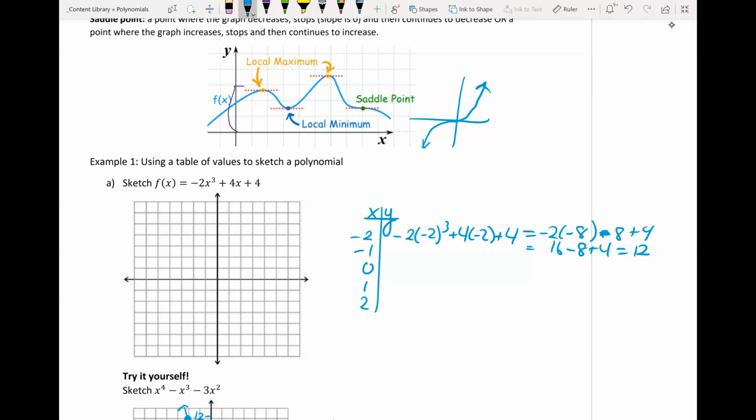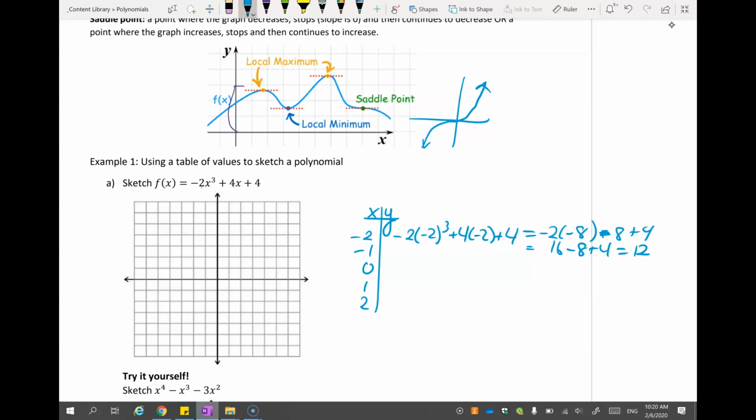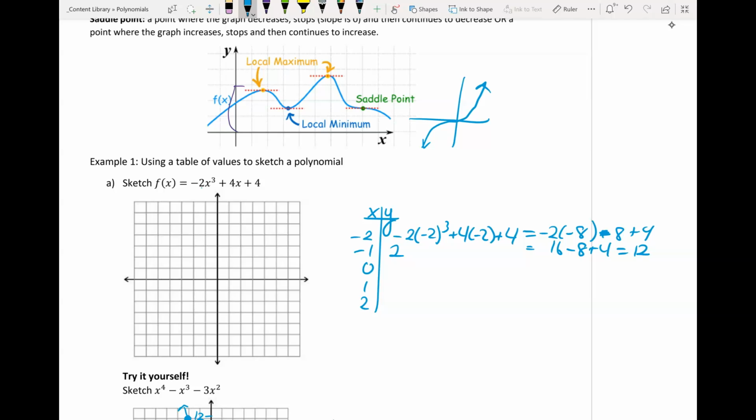And then for our next one, I'm going to do the same process. But once I do it, I will get 2. If I plugged in 0, that's -2 times 0, which is 0, 4 times 0, which is 0, plus 4, so that value is 4. Then I'm going to plug in 1, and then simplify, and I should get 6. And lastly, if I plug in 2, I'm going to get -4.